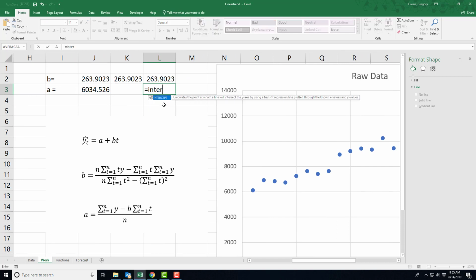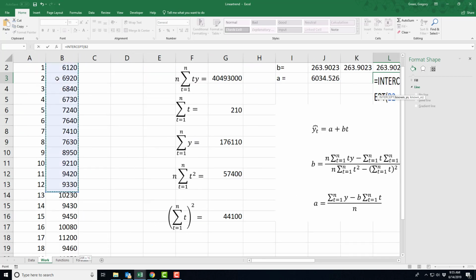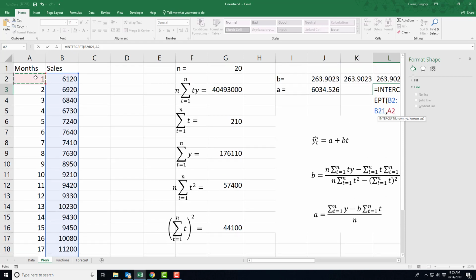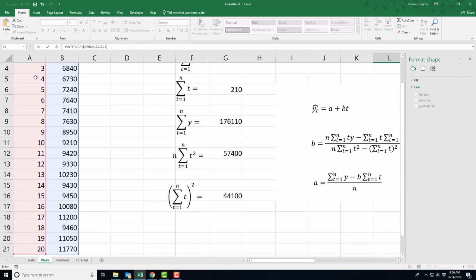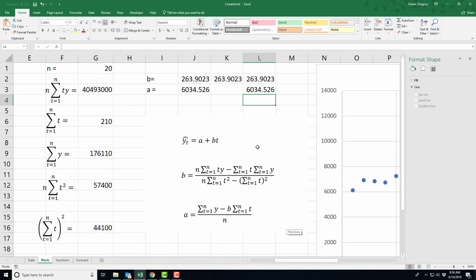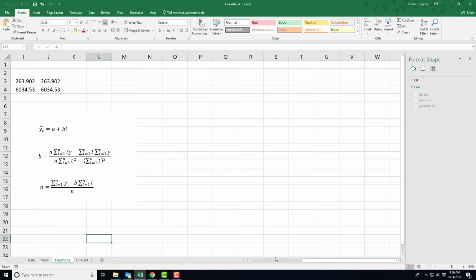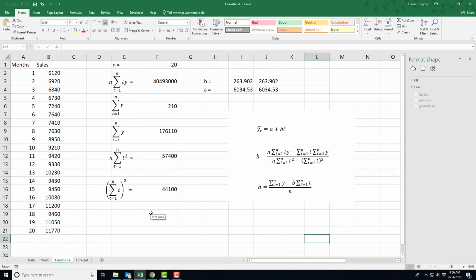Because notice again I've got the same answer. And it also has an intercept function where I go in and put in the known y's, comma, known x's, close parenthesis. And notice that function gives me the intercept term. Okay? Well, once I have this information calculated, then what do I do next? Right, well, my next job is to actually do the forecasting.